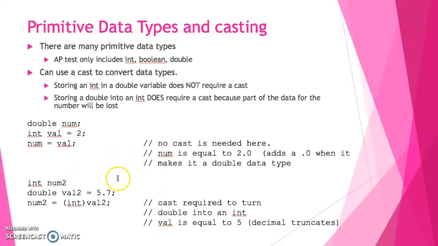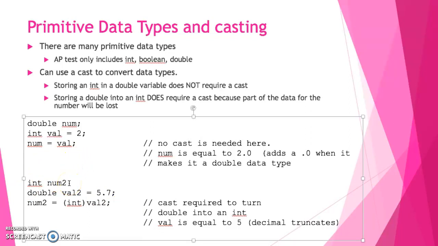So if you take a look at these two different examples that I gave you, here we started out with an integer value of 2, and then we stored it into a double variable. And in this case, when that integer was stored into a double, it just turned the value into 2.0. We did not need a cast. In this second example, we had a double value, 5.7, and we wanted to store it into an integer. Oh, there should have been a semicolon there. Oops. And when we wanted to store this into an integer, this requires a cast.